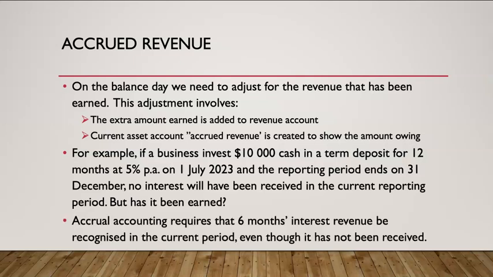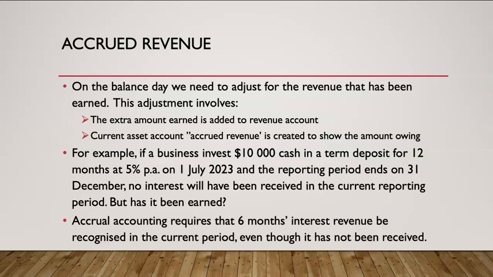Naturally, the accrual accounting assumption requires that 6 months interest revenue be recognised in this period, even though we haven't received it. Where did I get the 6 months from? Because we put it into the bank on the 1st of July, our reporting period is the 31st of December, that is 6 months long.